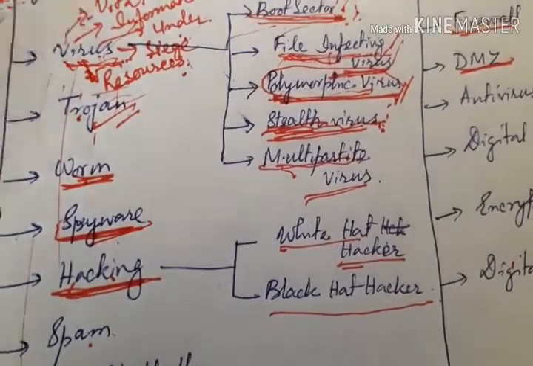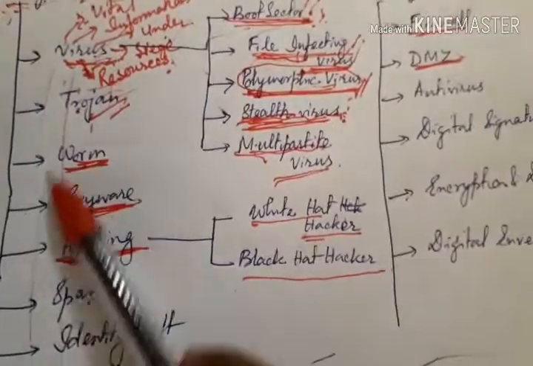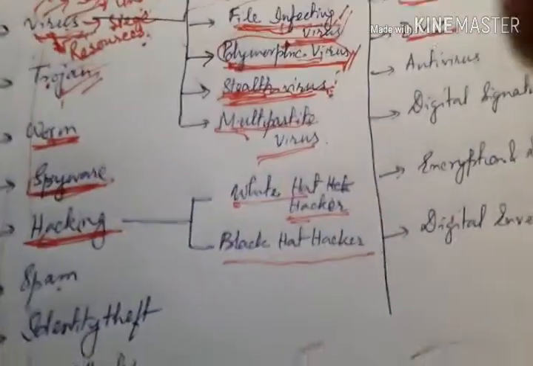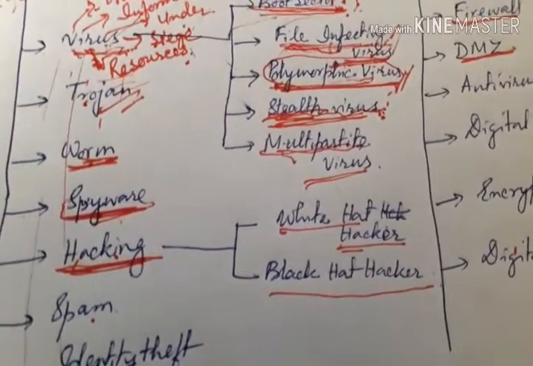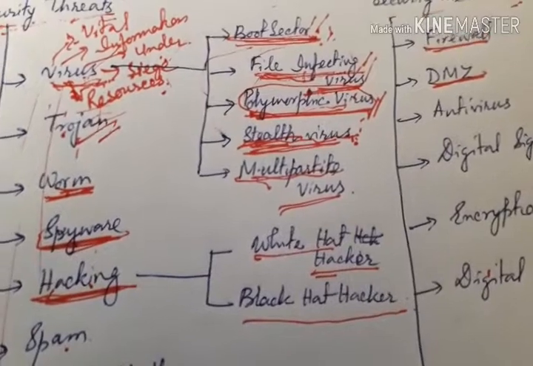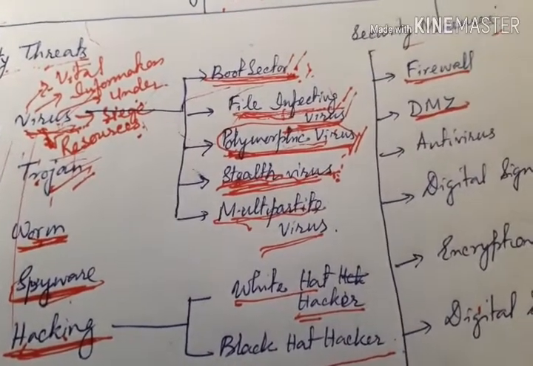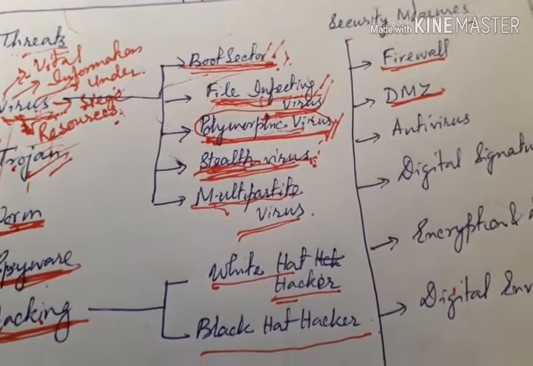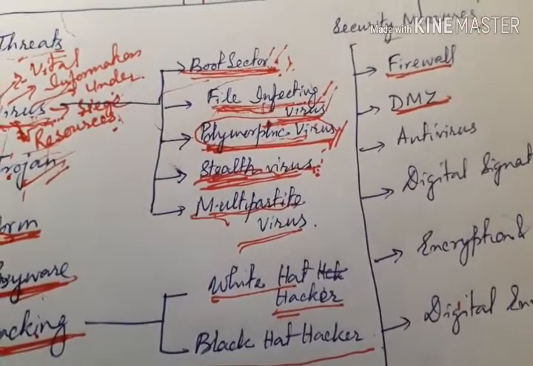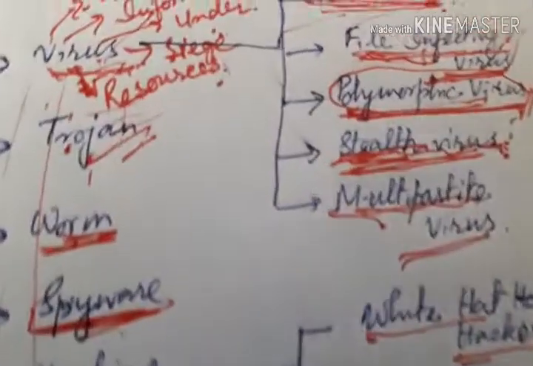Next term is spyware. That is our spyware. What is spyware? Spyware is a security threat that is generated for users who commonly use the internet over long hours. Spyware is a very common security threat, particularly for those internet users who use the internet unnecessarily over hours.